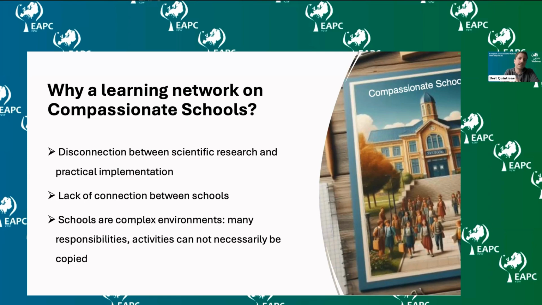As I mentioned before, activities that take place in one school cannot always be copied to another school because every school is different. Schools have different cultures and different social environments. And sometimes things just happen in school that are unpredictable and that may make something much more difficult to implement or much easier to implement as well. A learning network, we hoped, or we still hope, increases the capacity in schools to work around end-of-life topics.